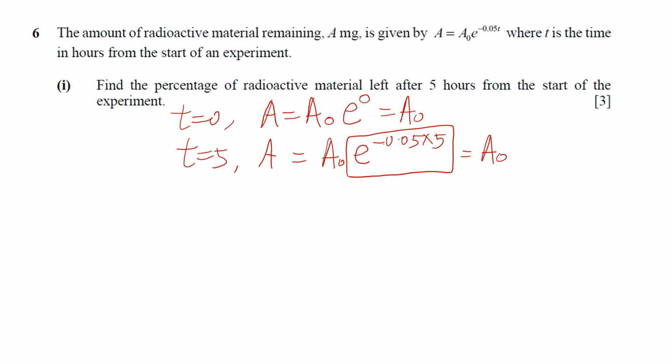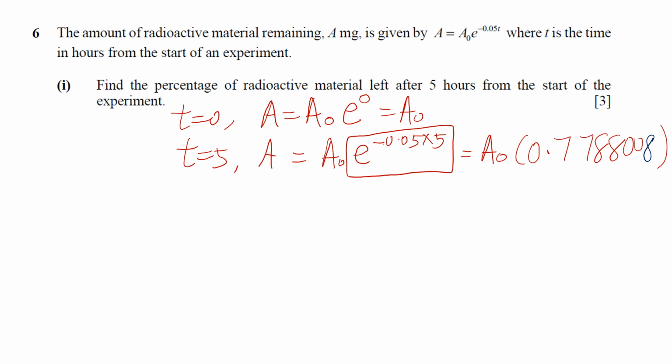And that gives you 0.7788007. Have more decimal places, because this question is quite sensitive: a little bit of change will give you a lot of changes in the degree of accuracy. So leave it as 0.7788008.